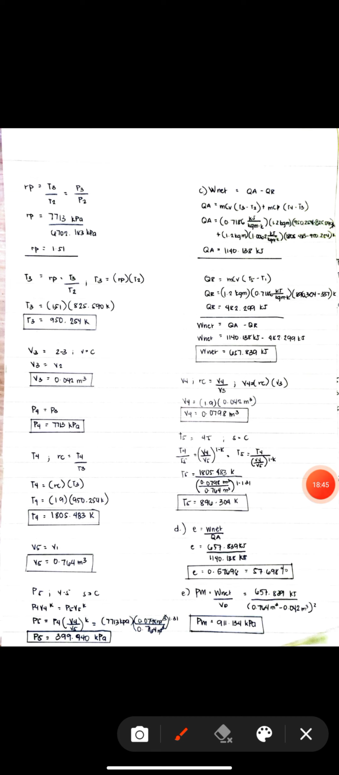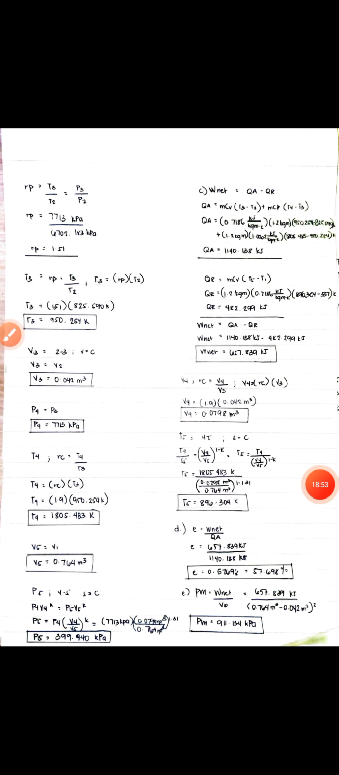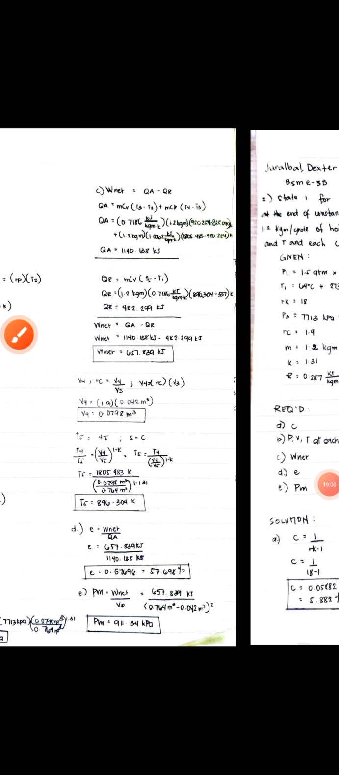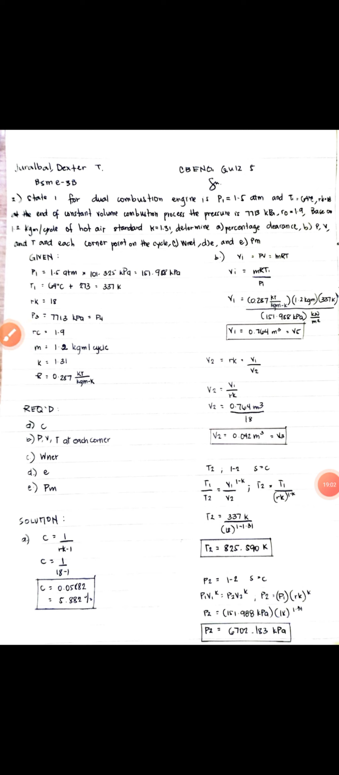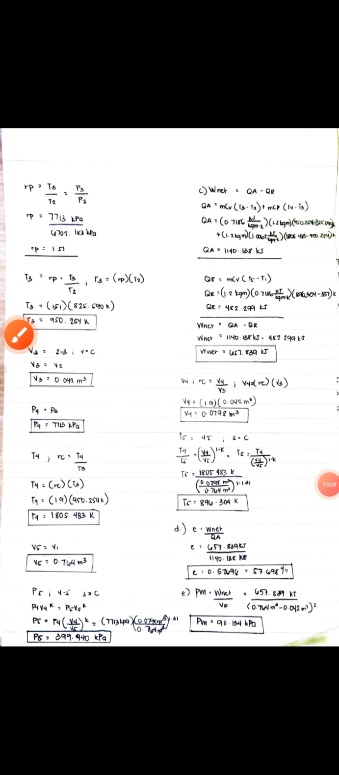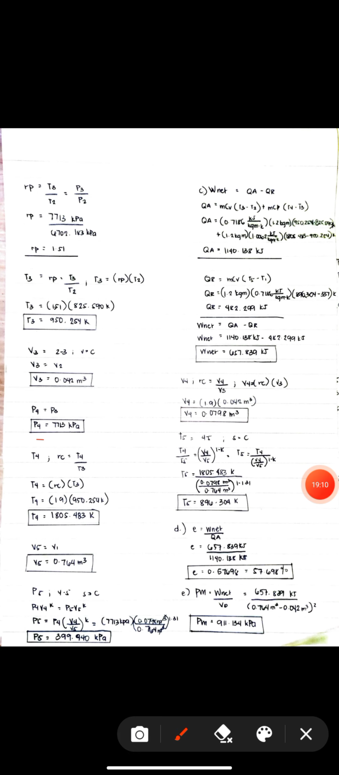So, for the P4 naman, P4 is equal to P3. So, we have P3 na 7713 kPa. So, yung P4 natin is equal siya sa 7713 kPa din.